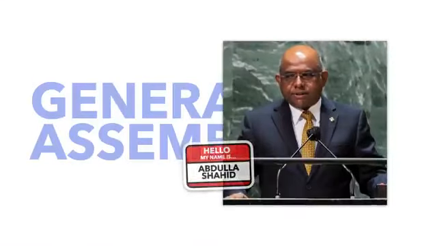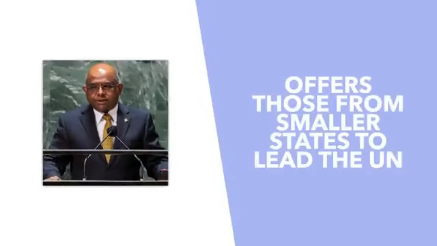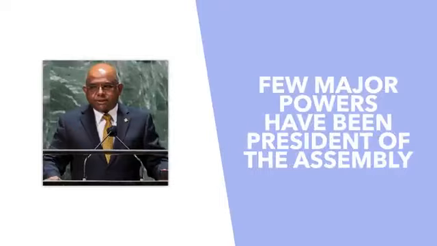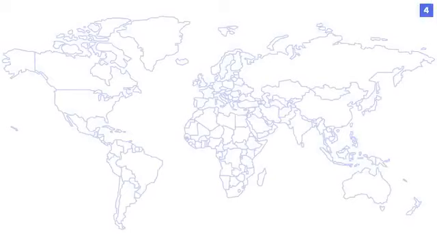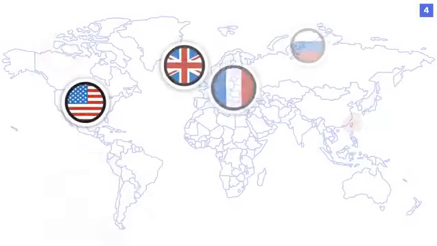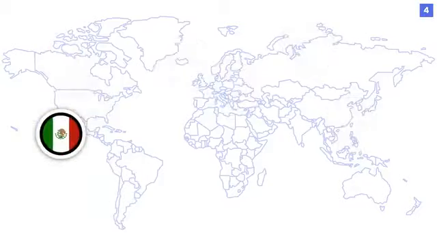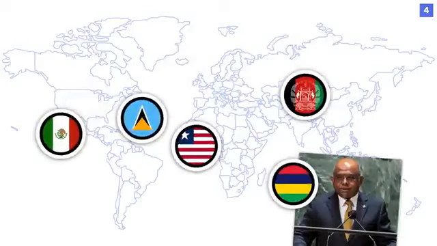The Assembly is led by a president, elected for a 1-year term. The presidency offers a chance for ambassadors from smaller states to lead the world, as few states who have boasted a president of the General Assembly can be classified as major powers, the closest candidate for that honour being Canada in 1952. Instead of being dominated by these major powers, the presidency frequently features states like Mexico, Afghanistan, Liberia, St. Lucia, and currently the Maldives.